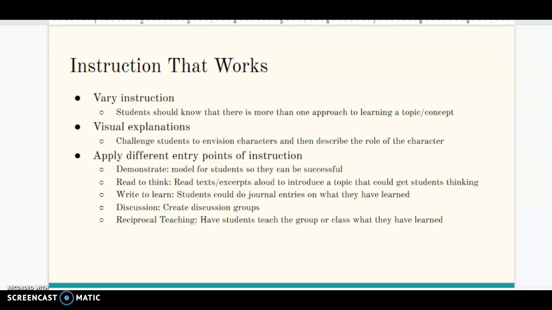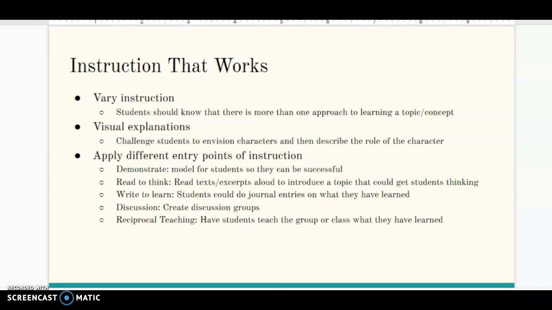Demonstrate, so model for students so they can be successful. Read to think, so reading excerpts or text aloud to introduce a topic that could get students thinking. Write to learn, students could do journals on what they are learning, or even just having them do journals could help them exercise their writing and becoming better at writing.